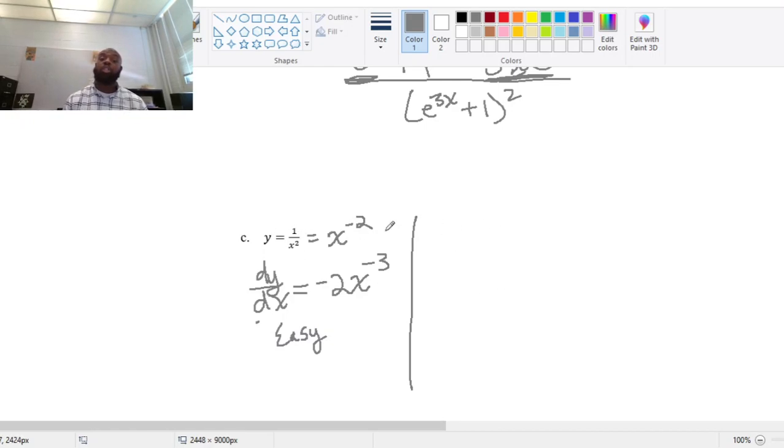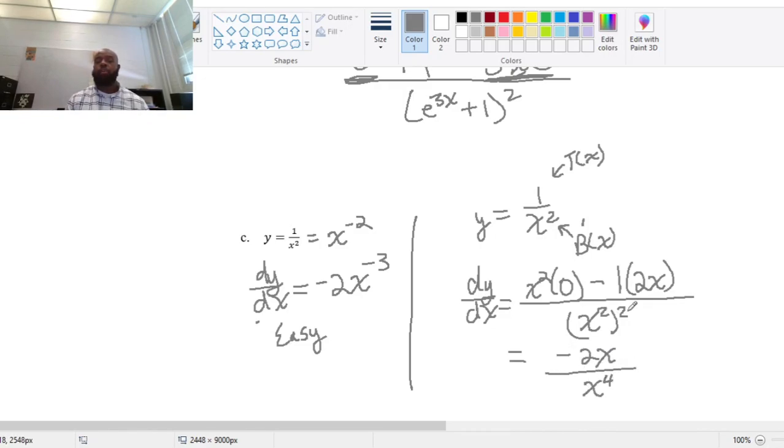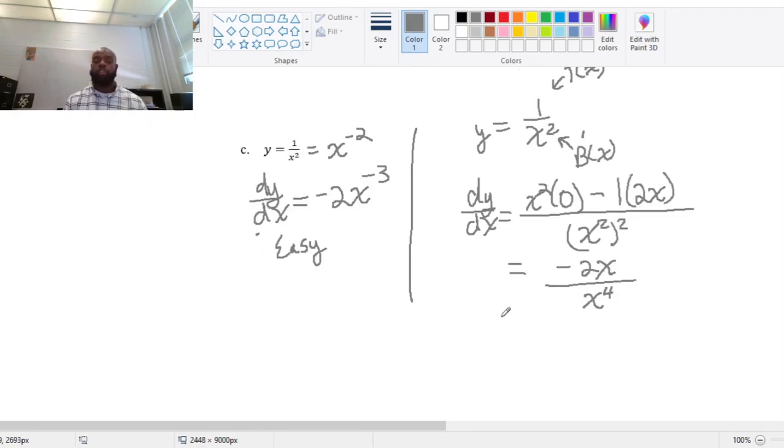But we could also do this using the quotient rule, right? If this is my top, t of x, and this is my bottom, b of x, then if I want to find my derivative, you do the bottom function, which is x squared, times the derivative of the top. Well, the derivative of the top is a constant, so that derivative is 0, minus my top function times the derivative of my bottom function, all over my bottom function squared. I'm going to get a 0 for this term and a negative 2x in my numerator. And when you raise a power to a power, you multiply the exponent, so that would be x to the fourth. And I can actually simplify this because this is x to the first power.